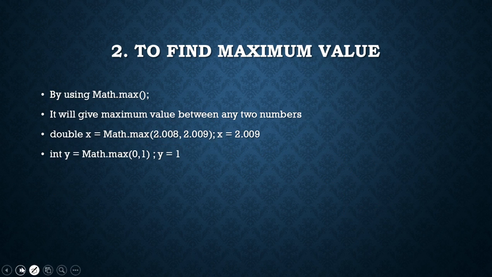Secondly, to find the maximum value, we use Math.max. It will give the maximum value of two numbers. If I give you 1 comma minus 11, it will give 1 as the answer. For example, double x is equal to Math.max(2.008, 2.009). What is the answer? 2.009. Another example, int y is equal to Math.max(0, 1). Which is the greater number? 1. Obviously, you can also write a Java program to do this.